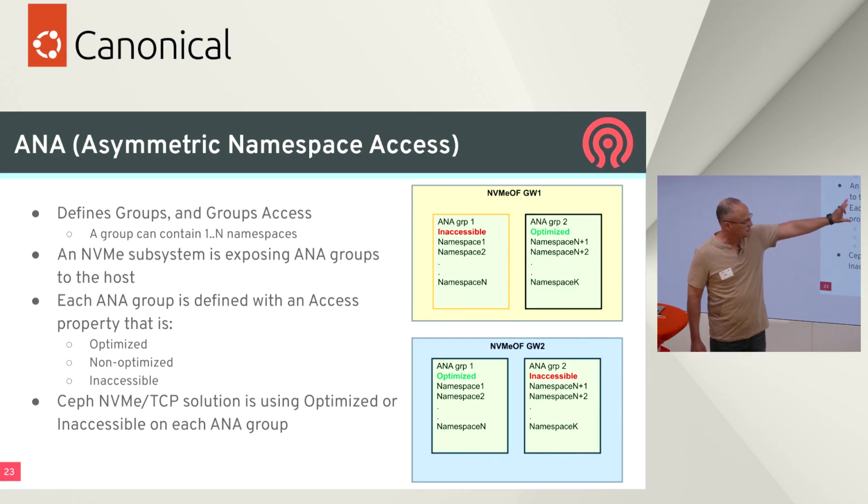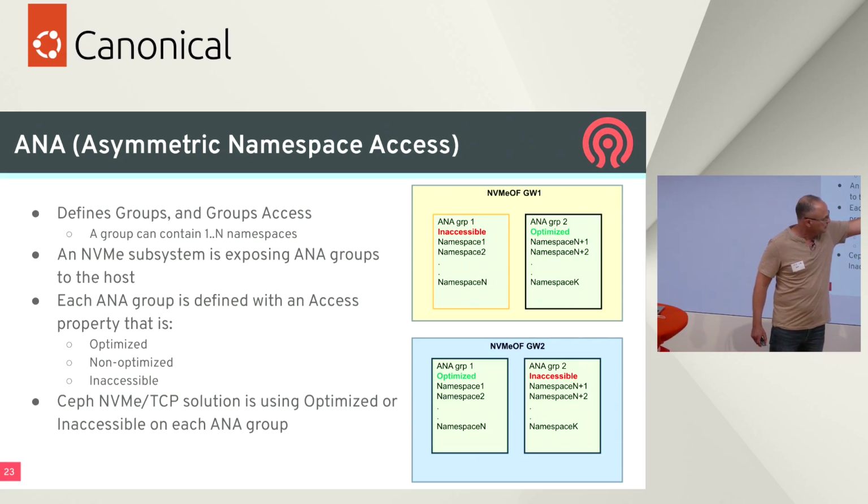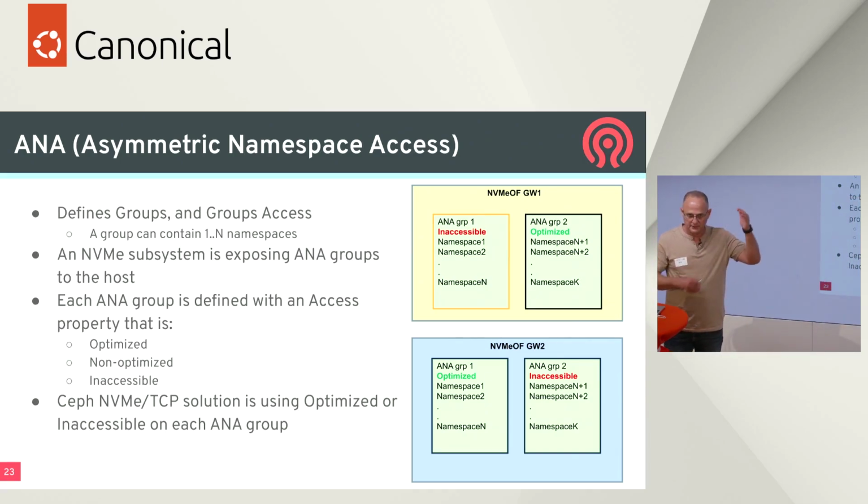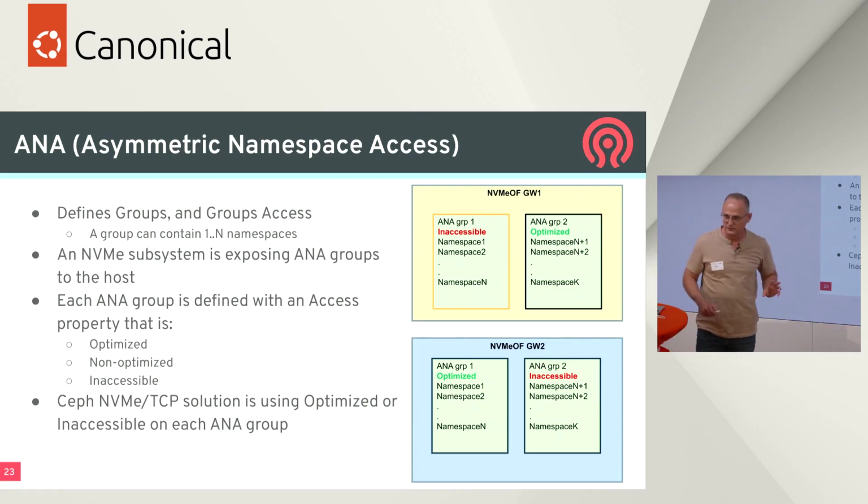So in the eyes of the first gateway, these namespaces 1, 2 are inaccessible, but you can access these namespaces from the other gateway, and the other way around for the ANA group number 2. So these namespaces can be accessed from gateway 2, but cannot be accessed from gateway 1. And if you're adding more and more gateways, automatically we add more ANA groups.